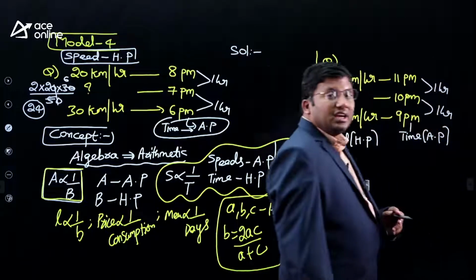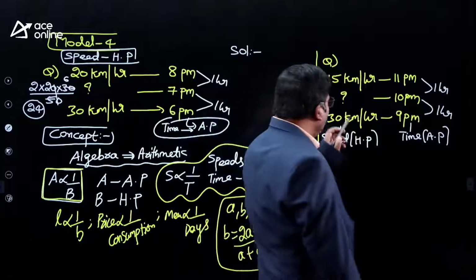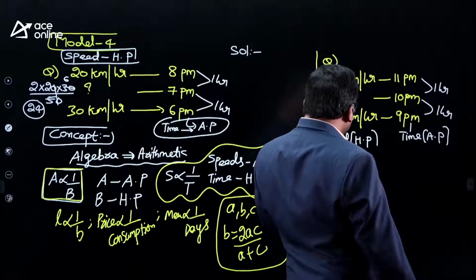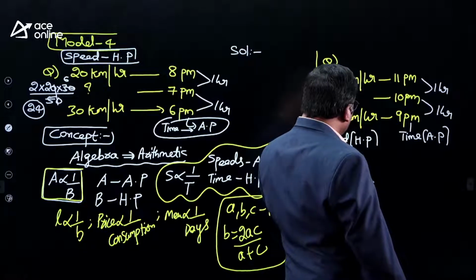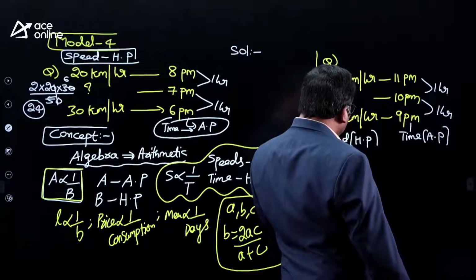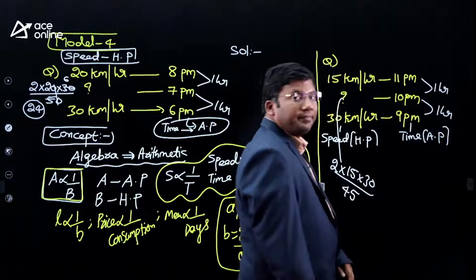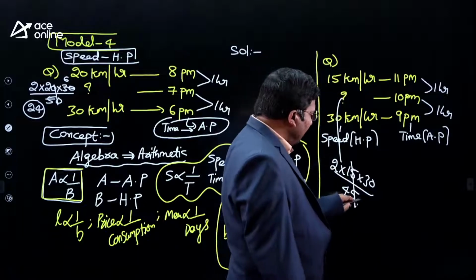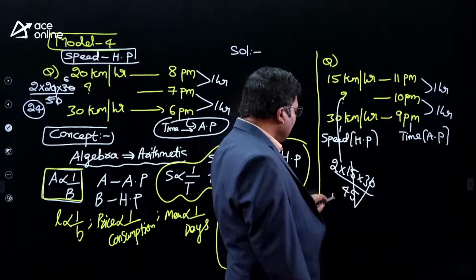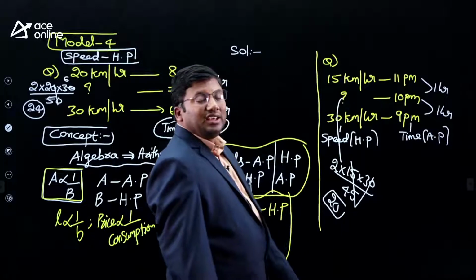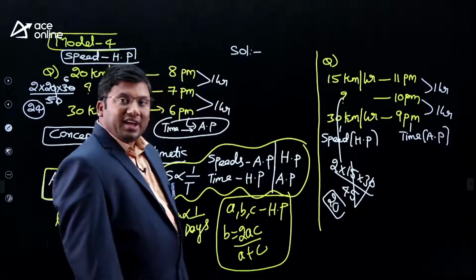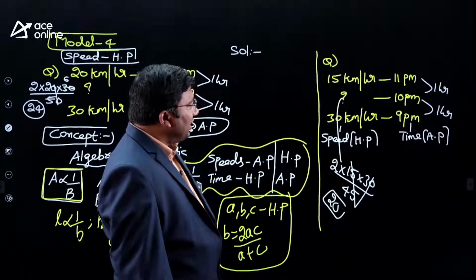If speeds are in harmonic progression, the middle value is given by 2AC by A plus C, 2 into 15 into 30 by 15 plus 30, 45. 15 ones are 15, 15 threes are 45, 3 tens are 30. Answer will be 20. Is the idea clear? I hope the concept is clear.